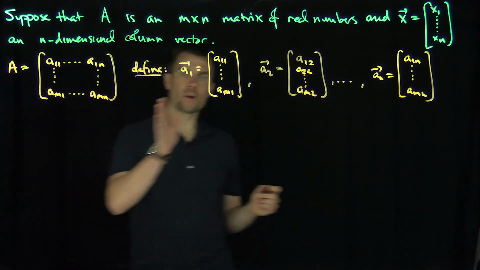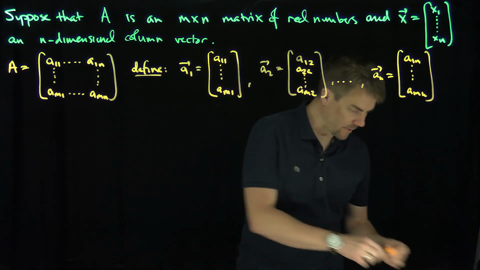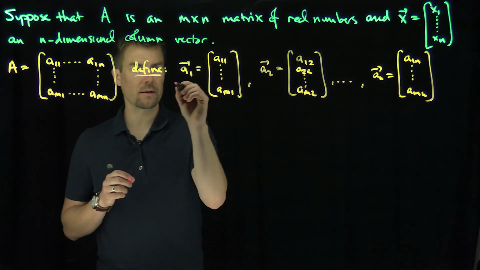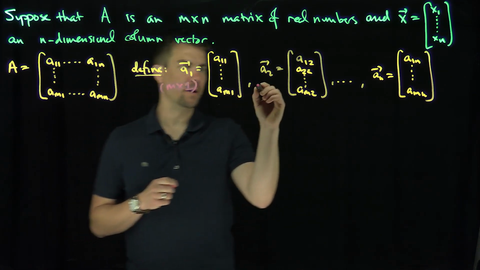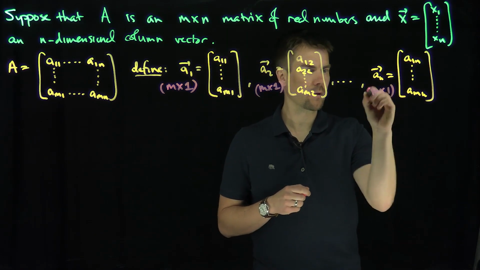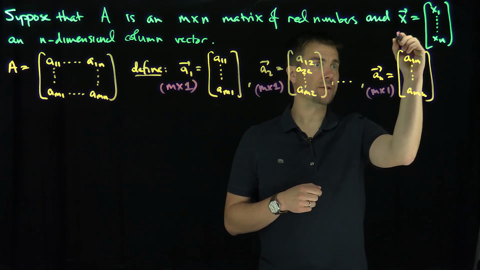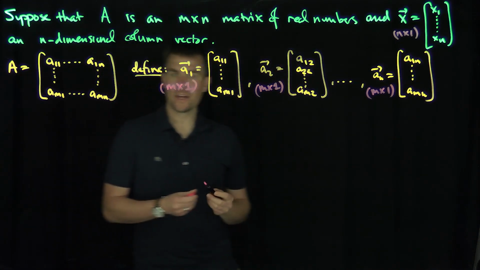Now note that A1, A2, A3, An, all of these vectors are what? They live in m-dimensional space. So this is an m-dimensional thing. This is m rows by one column, so that's an m by 1. This is an m by 1. This is an m by 1. This x over here is what? It is an n by 1. Those things are m by 1.